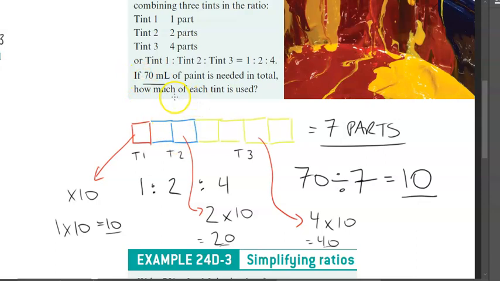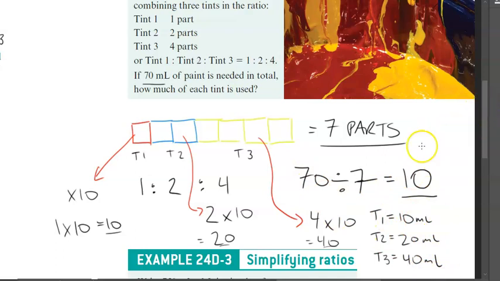So how much of each tint is needed? Tint 1, I'm just going to call T1, T2, and T3. Tint 1 is 10 mil because we're dealing with mil. T2 is 20 mil. And T3 is 40 mil. So this is nice and simple because we know that these 7 parts easily goes into 70 mil. And so 10, 20, 40, just add them all up to make sure that we got 70 mil all up.